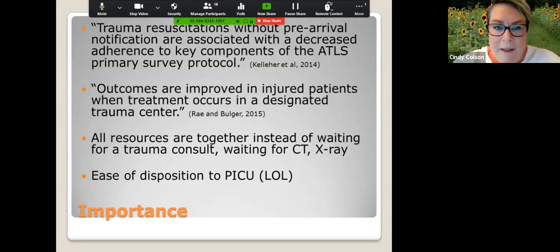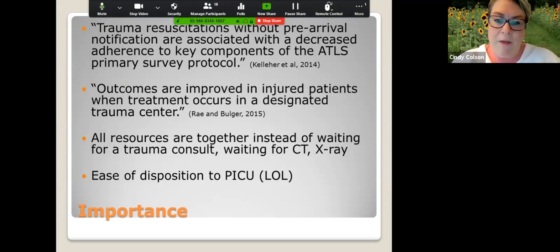And why do we care about this? There's literature that supports that trauma resuscitations without pre-arrival notification are associated with decreased adherence to key components of the ATLS primary survey protocol. In a nutshell, that means we do better as a team caring for a trauma patient if we have a few minutes to prepare before they get there. So we try to decrease the number of trauma stat nows when we can.